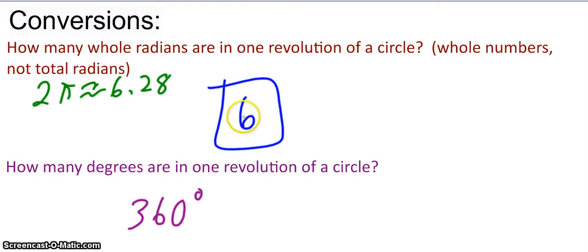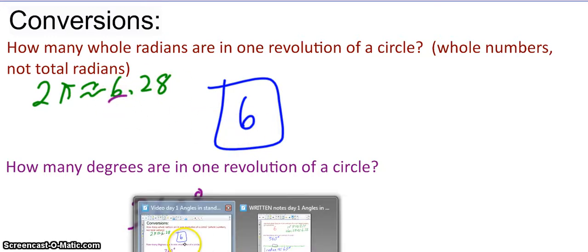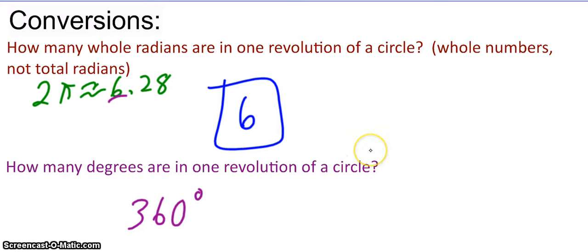Alright, so hopefully you came up with that it's 6, right? And it's not exact, right? There's actually more, because 2 pi is approximately 6.28, but out of whole numbers, the whole number is 6, right? How many degrees? One revolution is 360. So there's 360 degrees in one revolution. Okay, why are we talking about this?